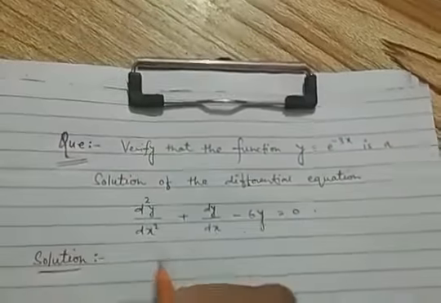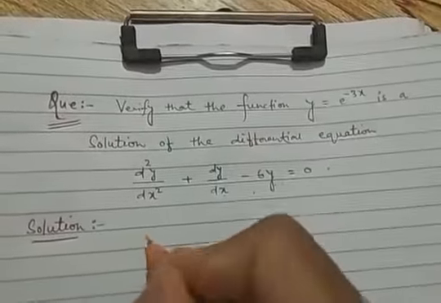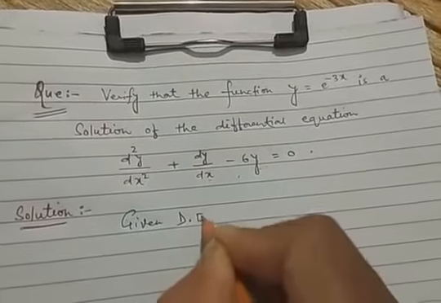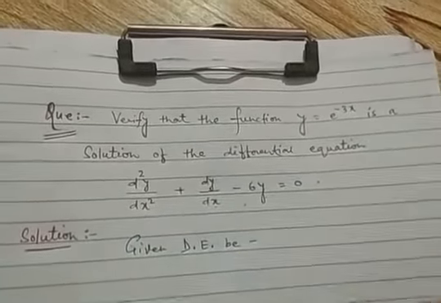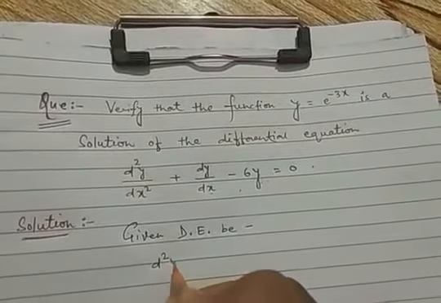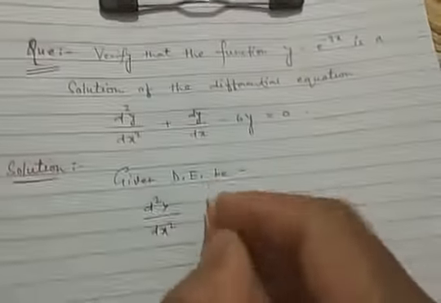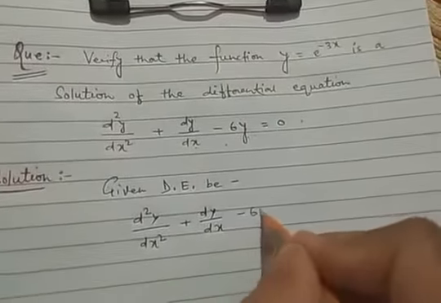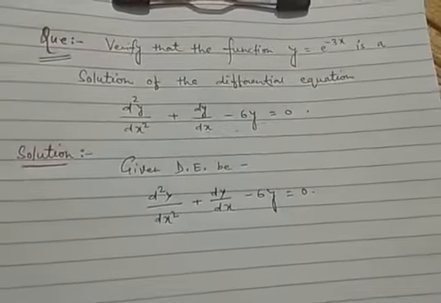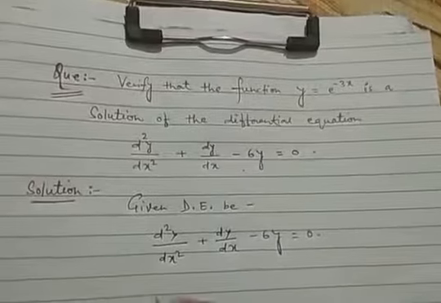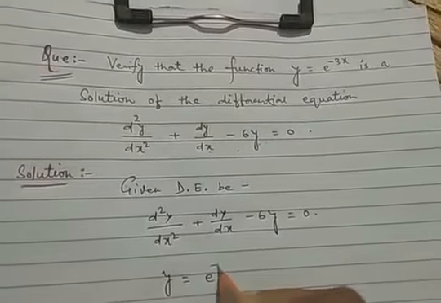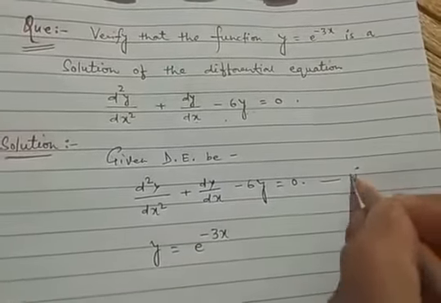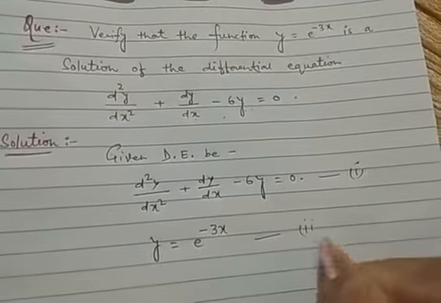So here, given differential equation d2y upon dx square plus dy upon dx minus 6y is equal to 0, and the given function y is equal to e to the power minus 3x. Okay, let's say this is equation 1 and this is equation 2.